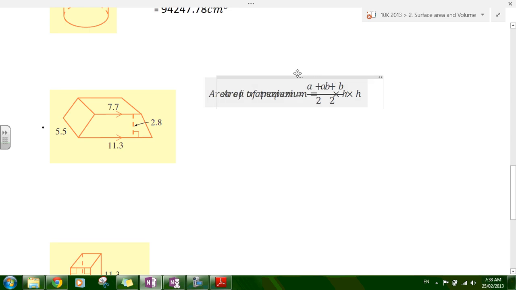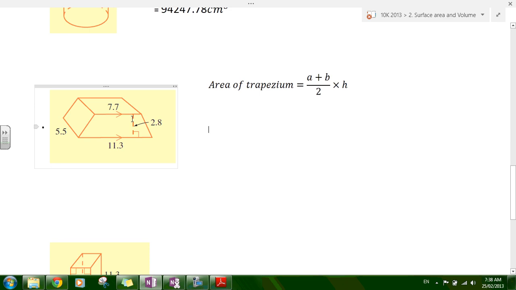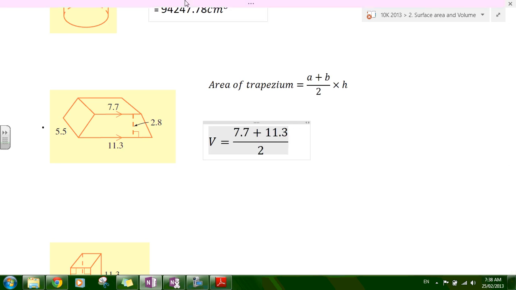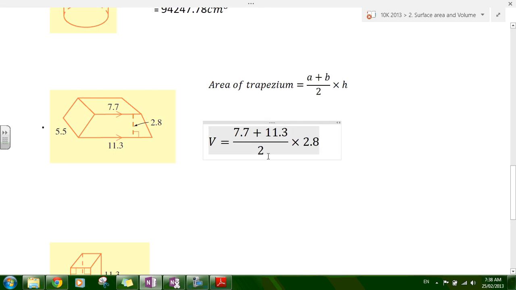So if we go ahead and do that, let's work out the volume, and all we're going to have to do is work out the area of this trapezium multiplied by its height. So let's do that. So we get V equals, we're going to find the area of the trapezium, 7.7 plus 11.3 divided by 2 times 2.8, which is the height. Okay, so that's the area of the trapezium we've worked out.